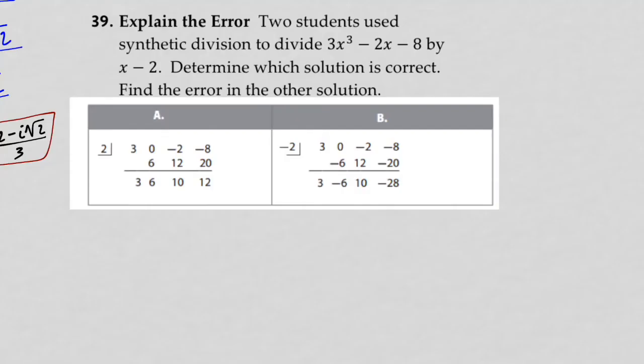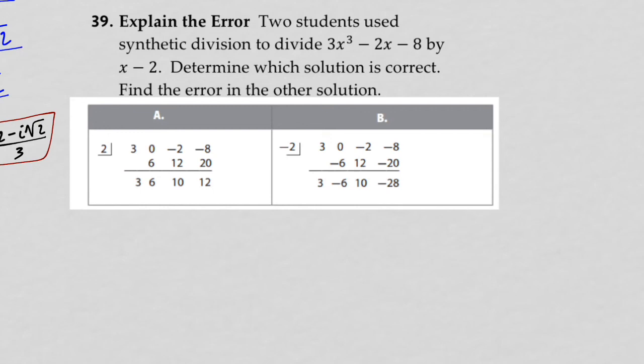Okay, we're going to finish this video, part 2, with number 39, the last one. Hopefully you guys were able to easily find the error. It says 2 students use synthetic division to divide 3x cubed minus 2x minus 8 by x minus 2. Determine which solution is correct. Find the error in the other solution.